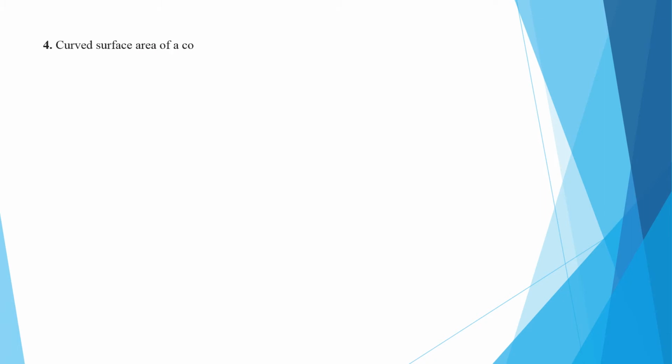Now after this we can go for the next question, number 4. Let's read it. The curved surface area of a cone is 308 centimeter square. Its slant height is 14 centimeter.